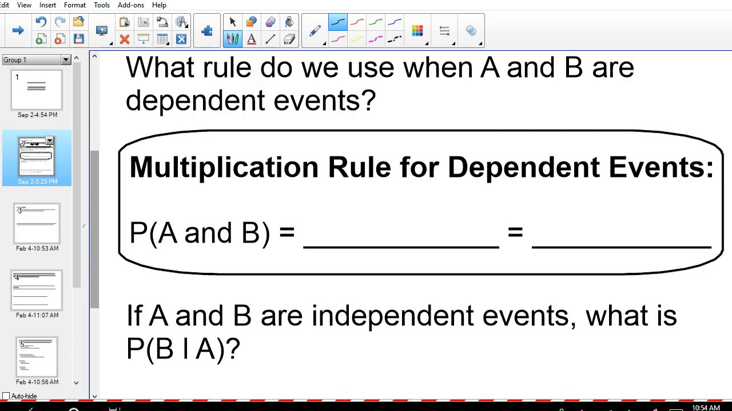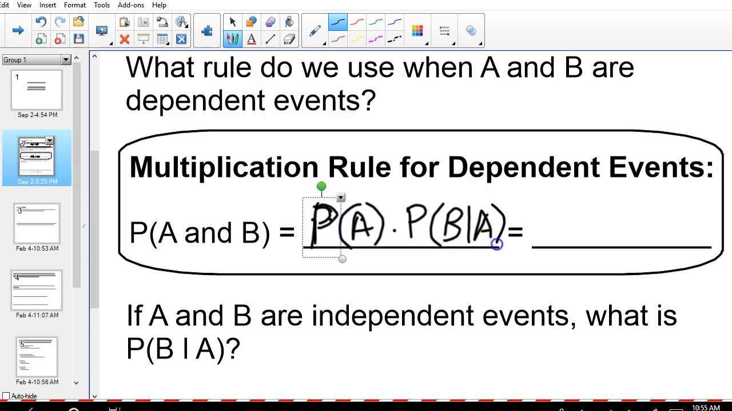Let me get out my notes here because what do I have? I don't remember what I put in that second blank. No, it's going to be probability of A times probability of B given A. I can't remember what I put in that second blank. And I don't have it. Maybe I do. Yeah, oh, there it is.